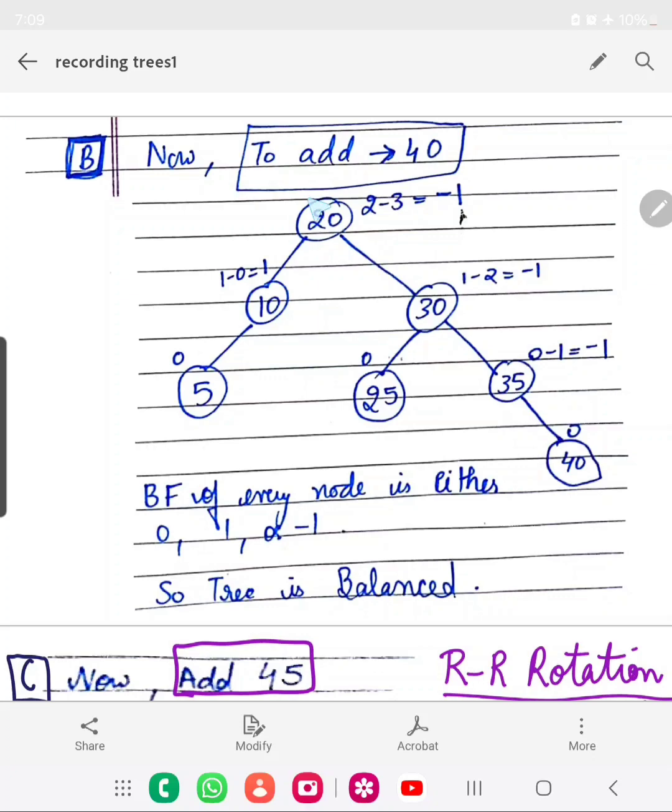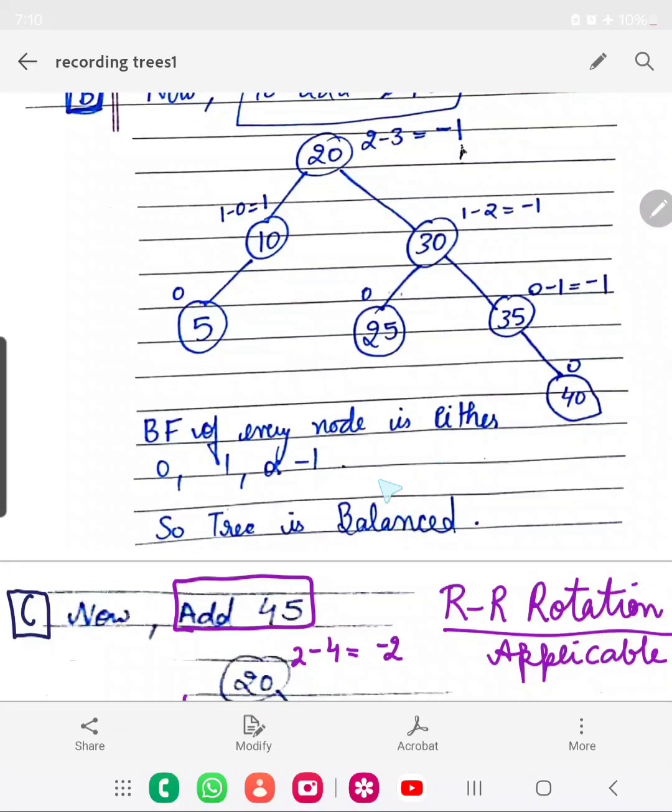Now 20, the left subtree of 20 is having the height 2. The right subtree of 20 will have the height which is for the longest branches. So we have 1, 2 and 3. The right subtree of 20 will have the height as 3, not 2. We consider the longest branch. Alright. So it is 2 minus 3 which is -1. Since all the nodes have 0, 1 or -1 as the balance factor, the tree is balanced.